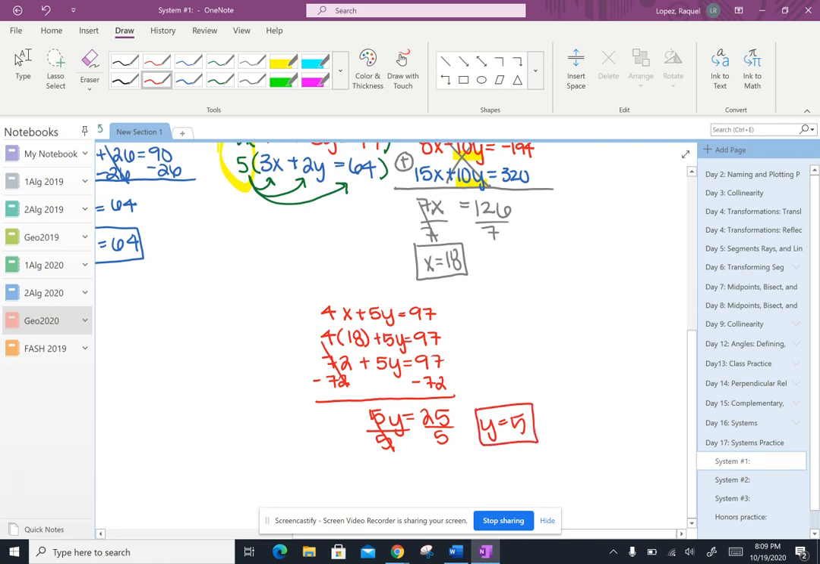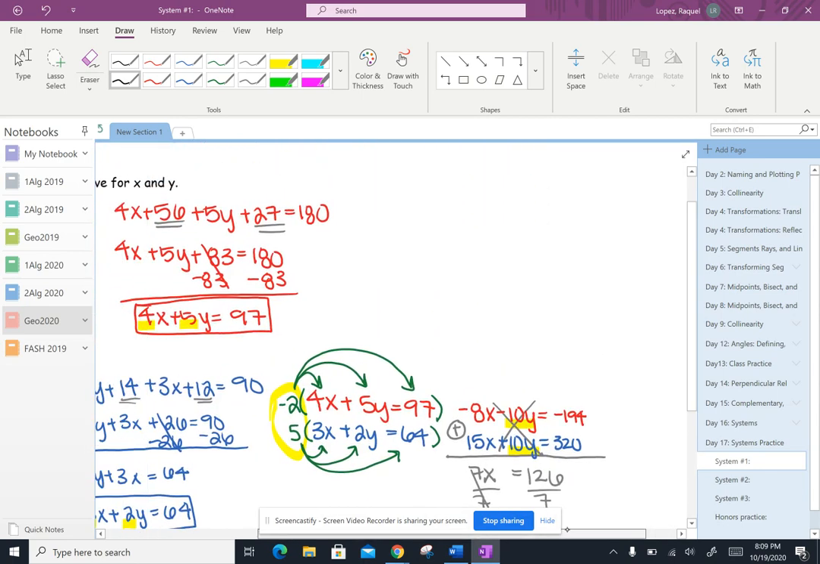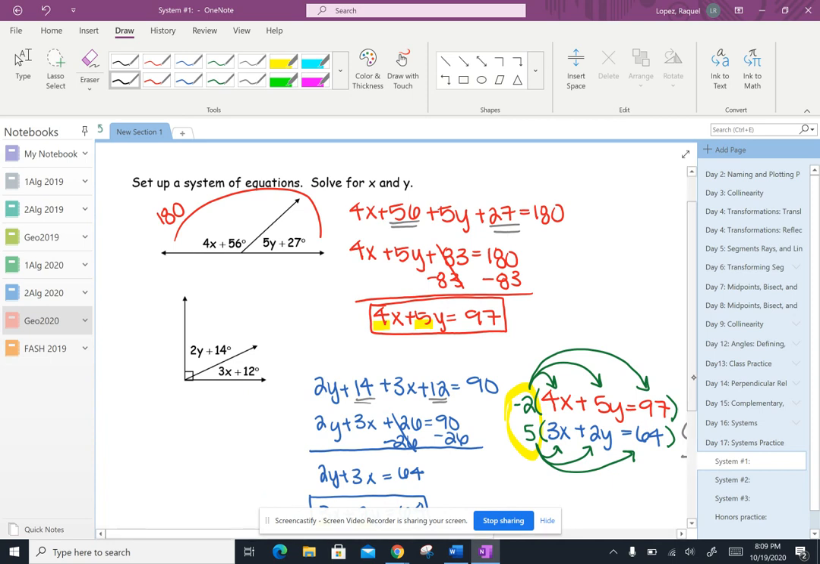So my solution to the system is that x equals 18 and y equals 5. If you're writing this as an ordered pair, then we can write this as (18, 5). And that is your answer. We've answered it.